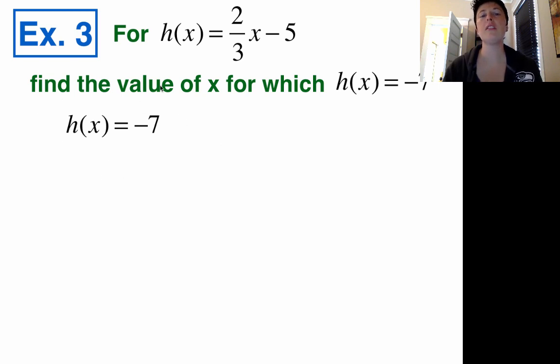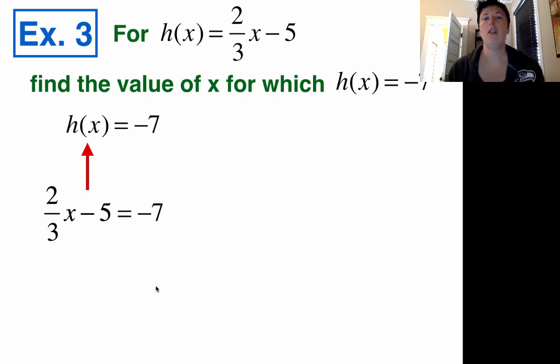So here's what I'm going to do. If h of x is equal to -7, I know what h of x is. I'm going to draw an arrow under it. Remember, it's 2/3 x minus 5. So I'm going to replace it with 2/3 x minus 5, but it's got to be equal to -7. Oh, cool. Put a line down the middle. Get x isolated by itself and solve for x.